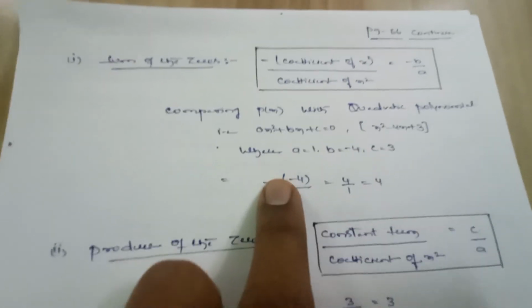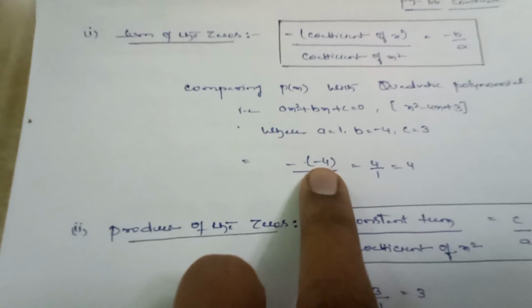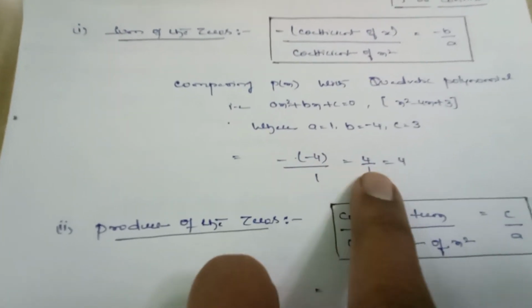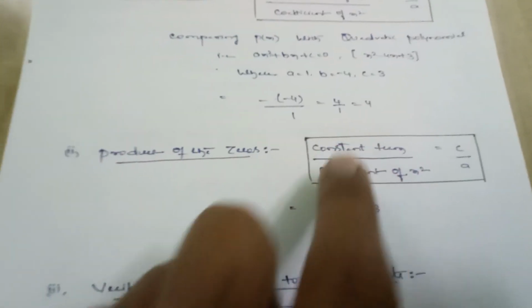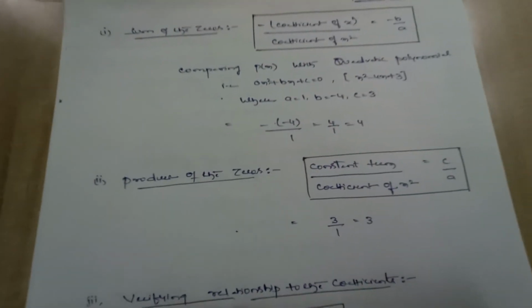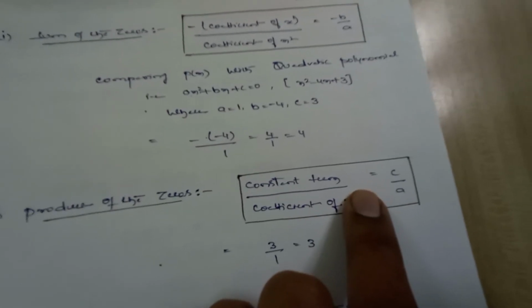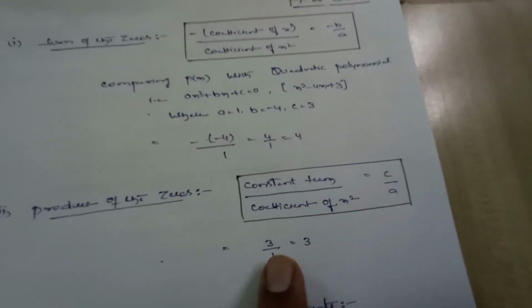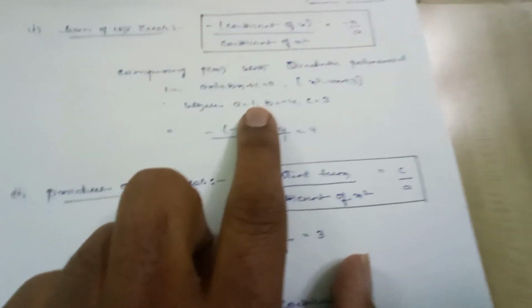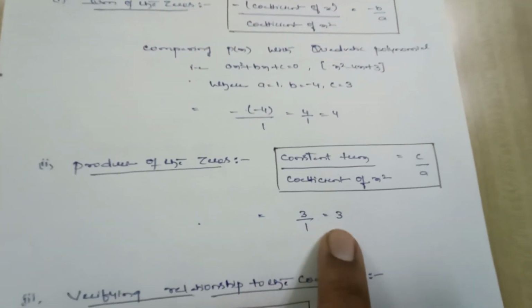So what is the sum of the zeros? The formula is minus b by a, that becomes minus of b value minus 4 and a value 1, that equals minus into minus becomes plus 4 by 1, that equals 4. Okay, now the product of the zeros. The formula is constant term by coefficient of x squared, or we can write it as c by a. C is the constant, c value is 3 and a value is 1, guys. So 3 by 1 is 3.